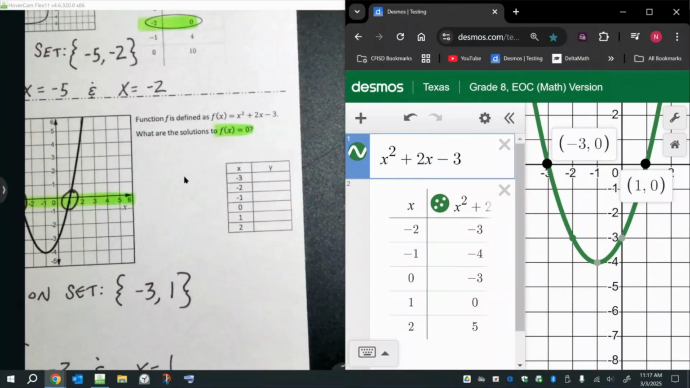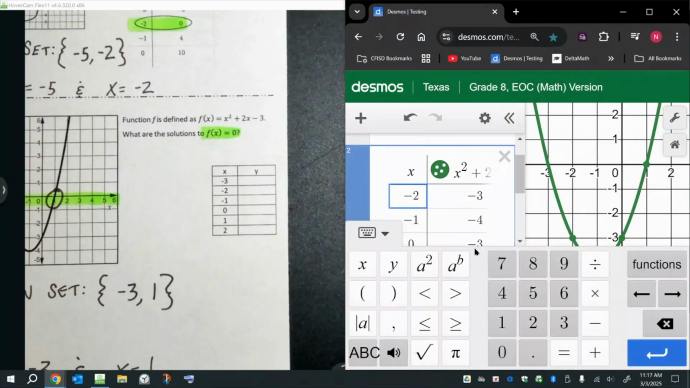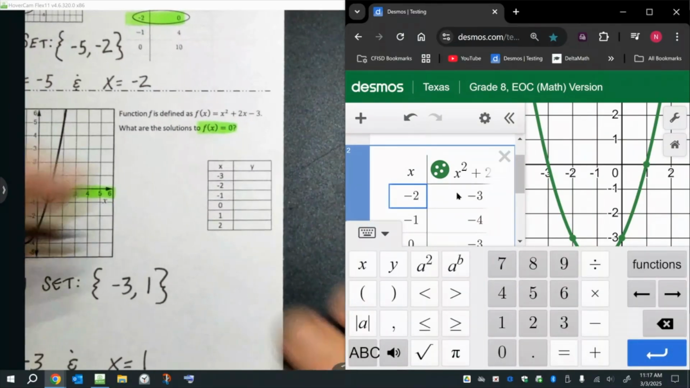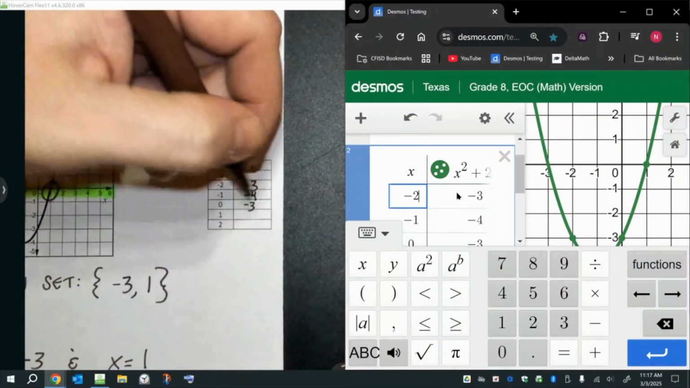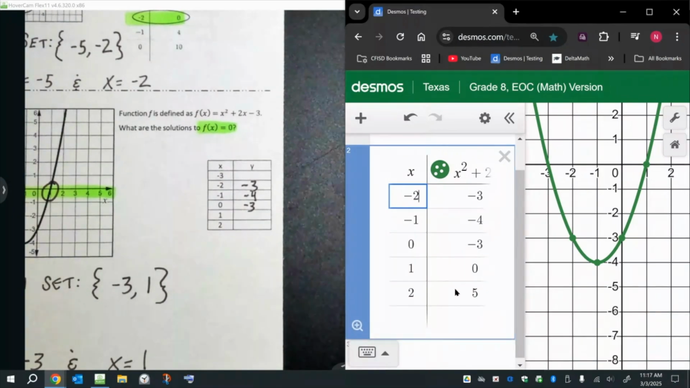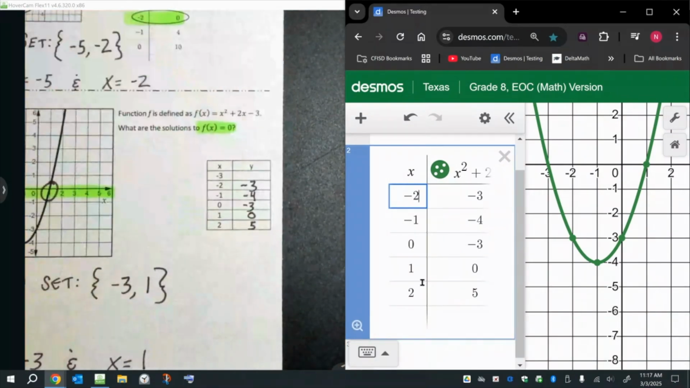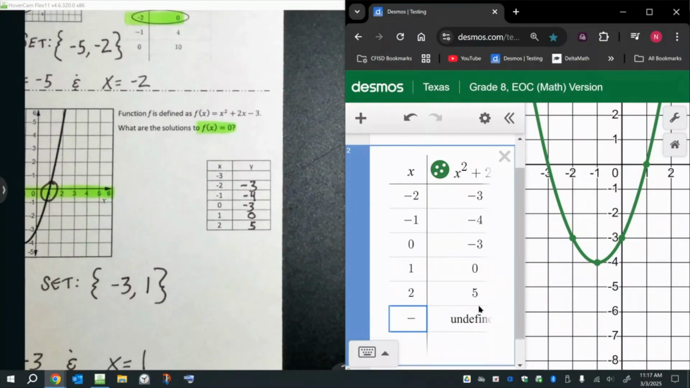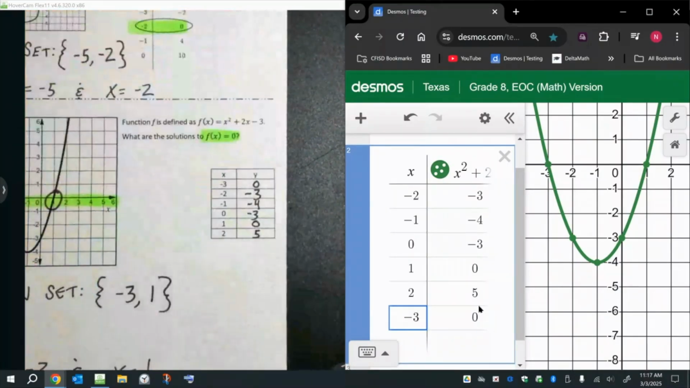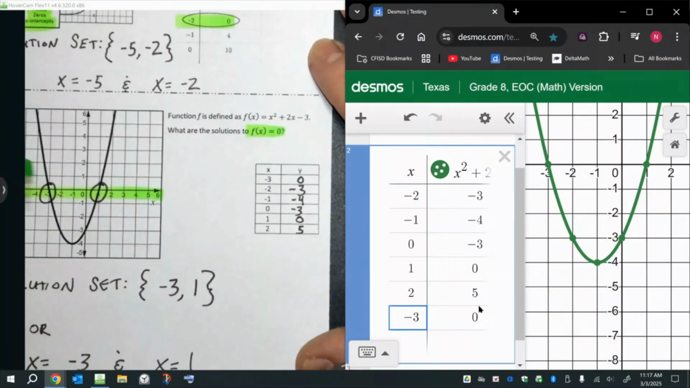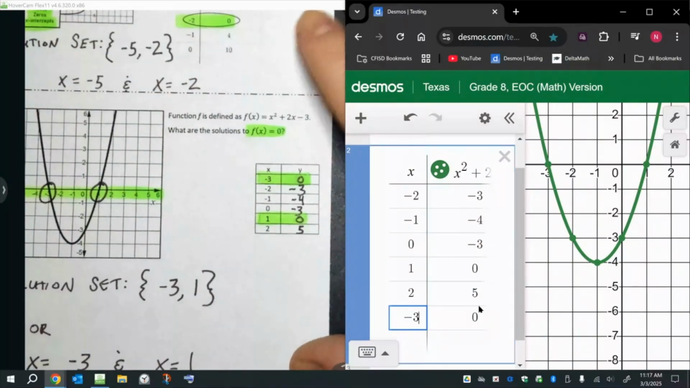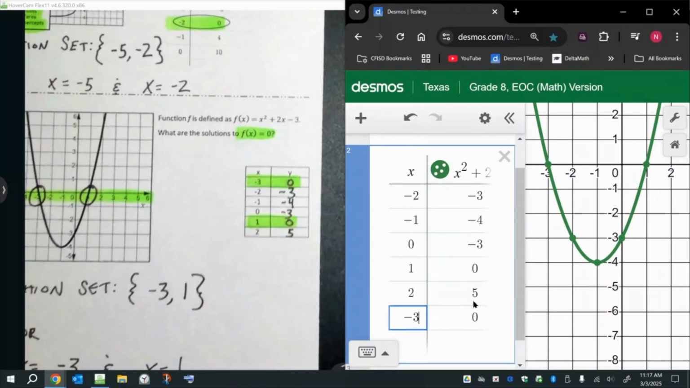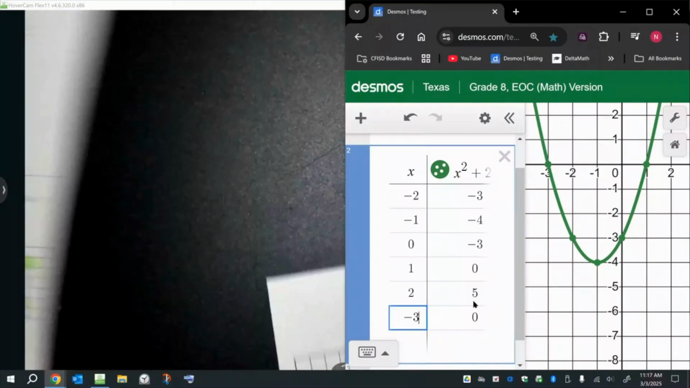Okay, now over here I have a table. So how can I identify this from the table? Well, I know that at -2, it's going to go with -3. -1 is going to go with -4. And then -3 again. And then I have 0 and 5. Now, I do need to know what's happening at -3. So let me type -3 in here, and that tells me it's at 0. And so that helps me, because on the table it shows -3, 0, and also on the graph I show crossing at -3. And then also at 1, 0 on this table, and also at 1, 0 on the graph. All right, so a couple more problems. That's how you determine this.